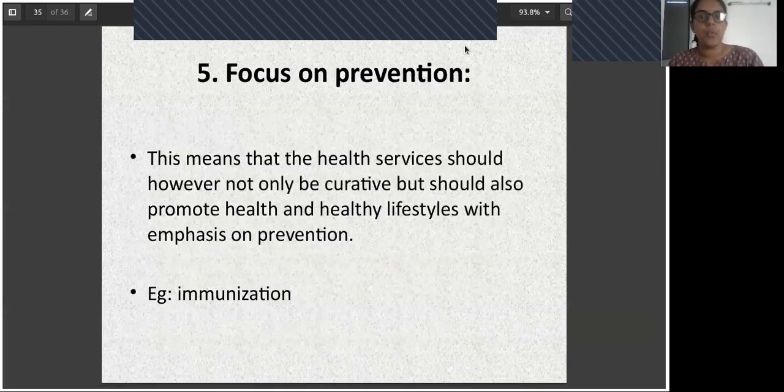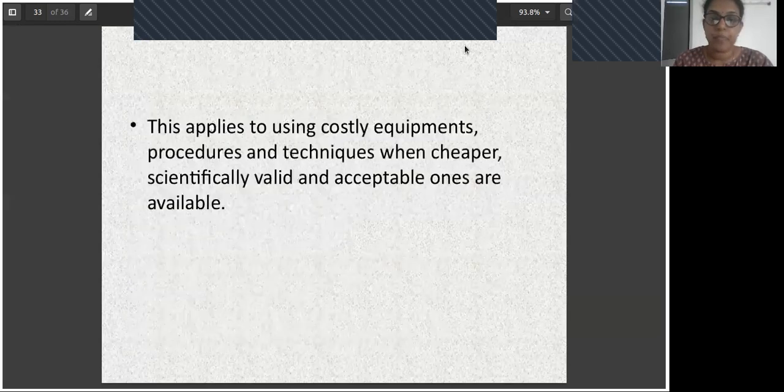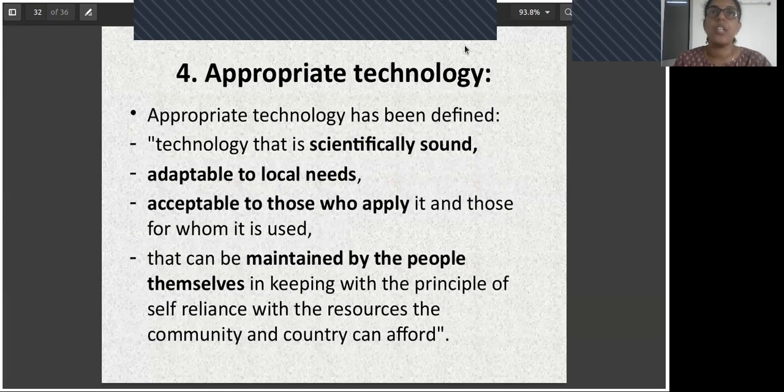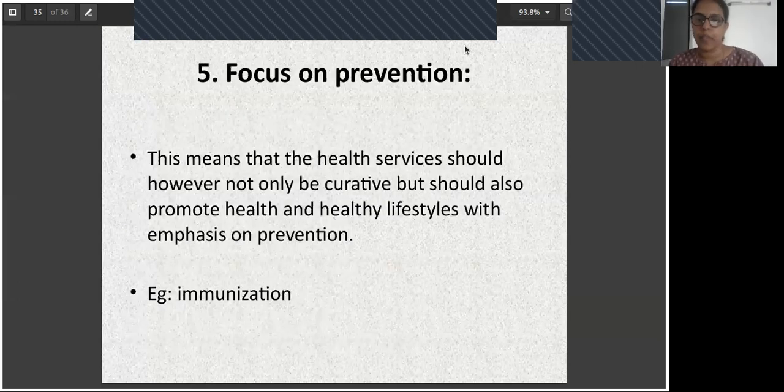So that is all for today. The five important principles of primary healthcare which you have to know are: it starts with equitable distribution, then community participation, intersectoral coordination, multi-sectoral it is, and then appropriate technology and focus on prevention.